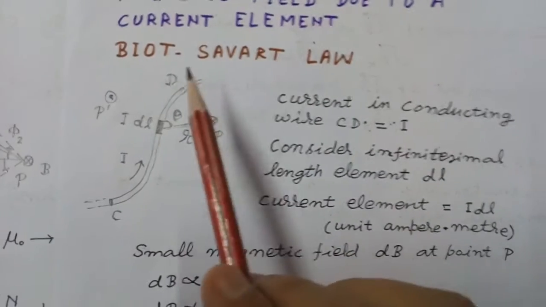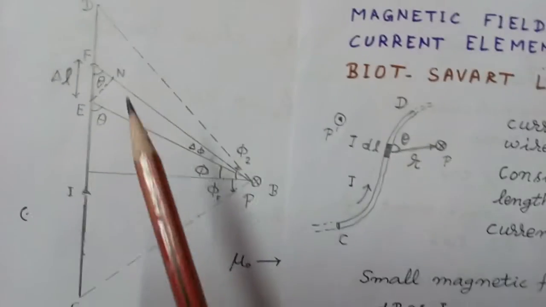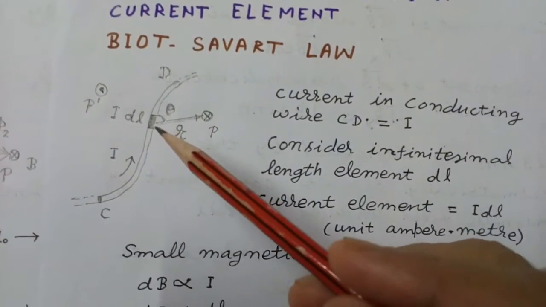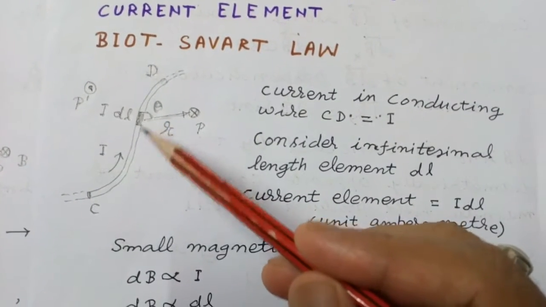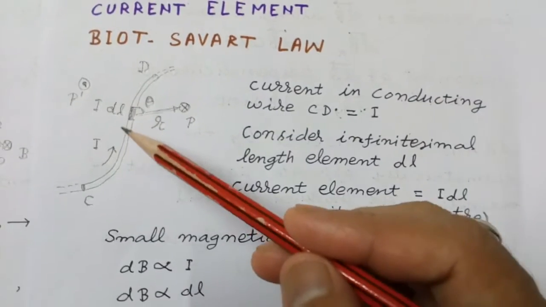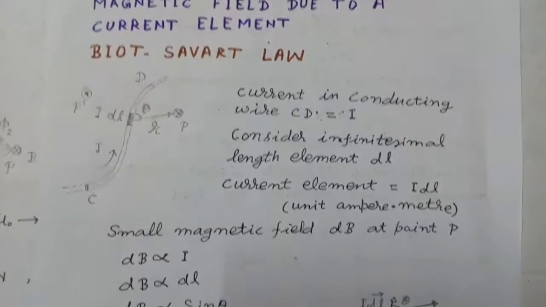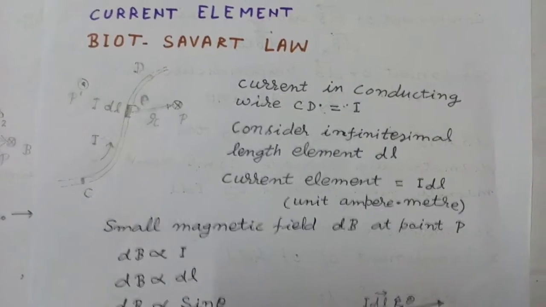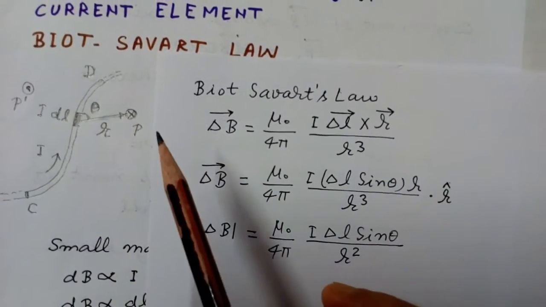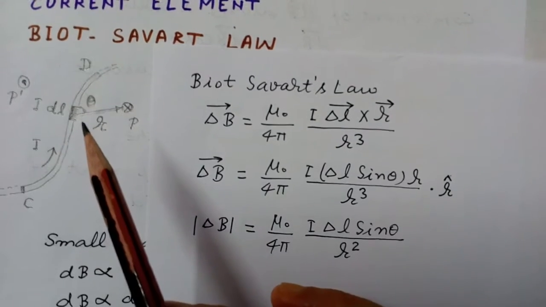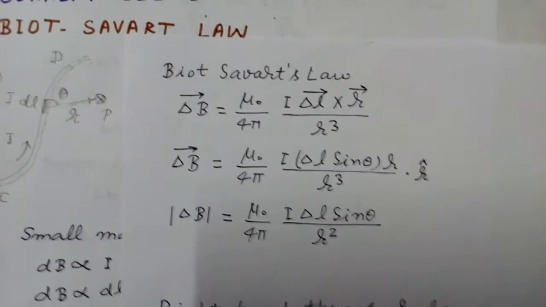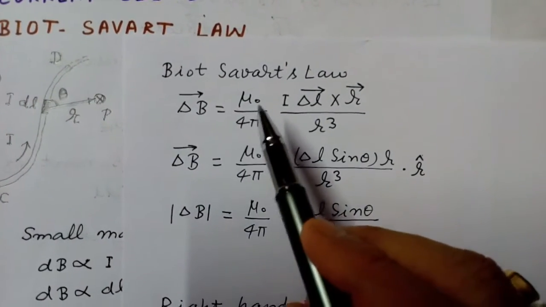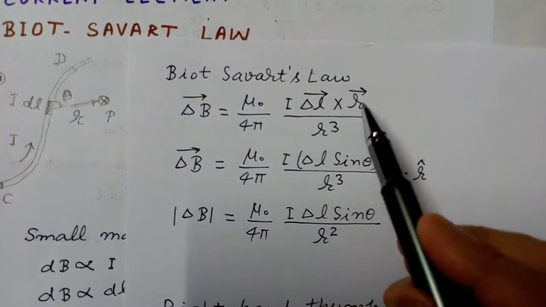Now recall the Biot-Savart law. We will use the Biot-Savart law to derive the formula for magnetic field. Suppose this is an element dl in a current carrying wire and the current flowing through it is I. So the current element is I dl. Now we know by the Biot-Savart law that the formula for magnetic field intensity due to this current element at a distance r is given by delta B is equal to mu naught upon 4 pi, I delta L cross r upon r cube.